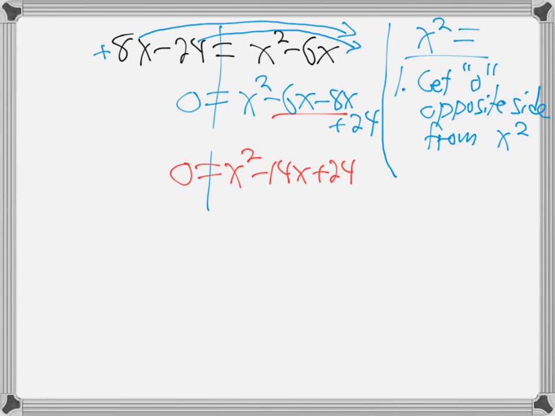So step 1 is to get a 0. What's step 2? The parentheses, the factoring, huh? Factor with the parentheses. Exactly. Can you factor that one? X minus 12, x minus 2. Good.